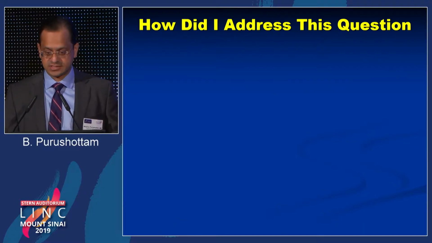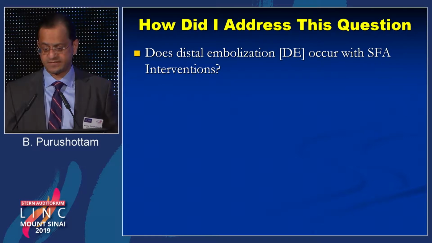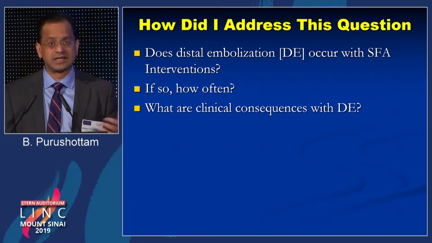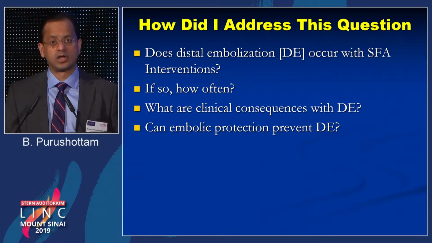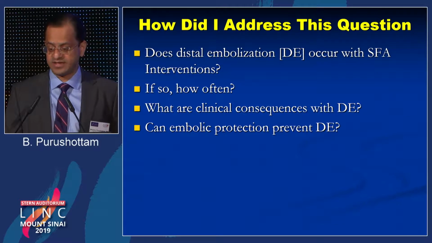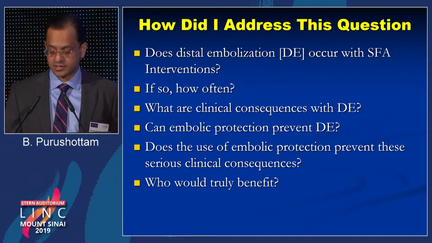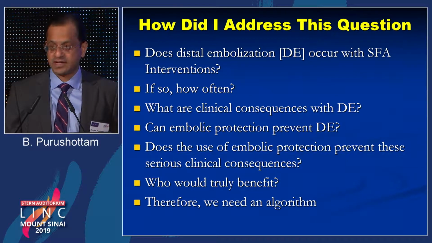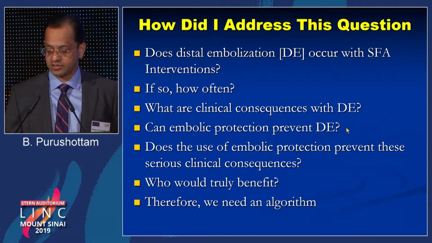So how do you address this question? One, you want to see if distal embolization occurs with SFA interventions, especially with atherectomy. If so, how often? What are the clinical consequences of distal embolization? Can embolic protection devices prevent these DEs? Does embolic prevention prevent any serious clinical consequences? Who are the patients who truly benefit from it? And finally, do we need an algorithm, like in every single cardio or vascular practice?